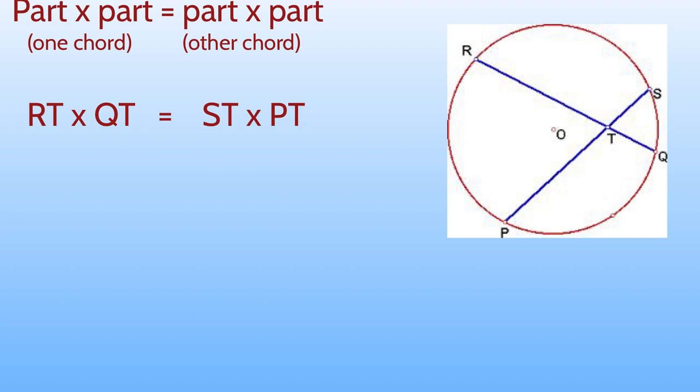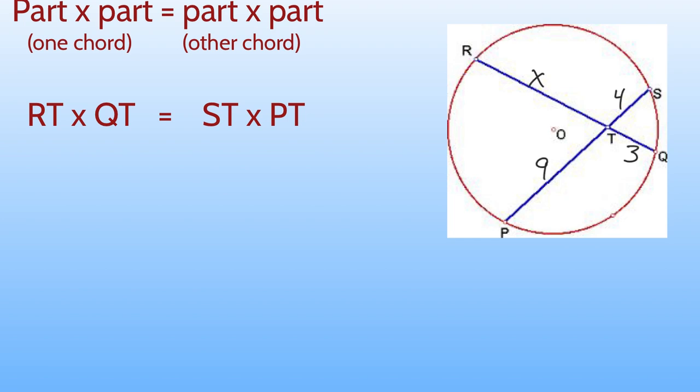Anytime you have two intersecting chords inside of a circle, you do one part times the other part of the same chord is equal to one part times the other part of the other chord. So let's put some numbers on it.